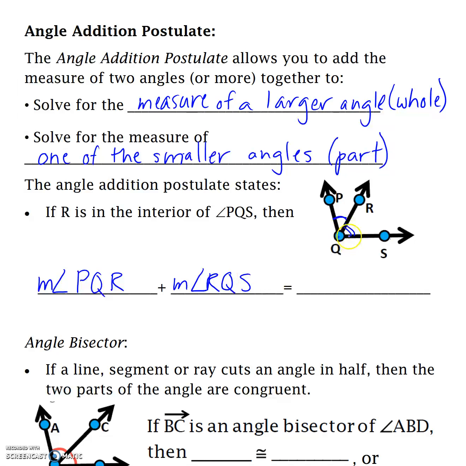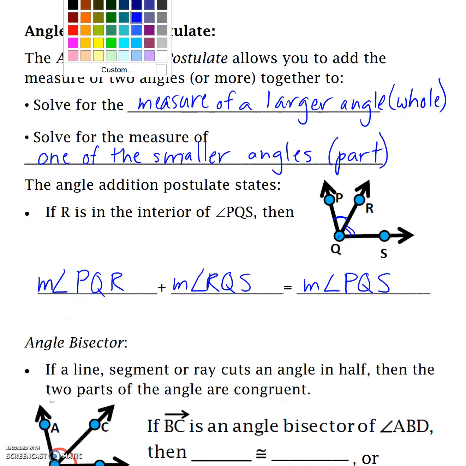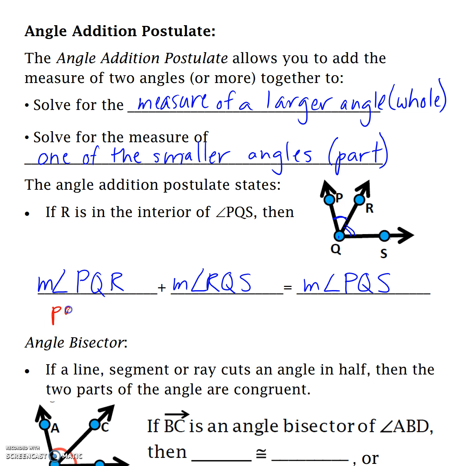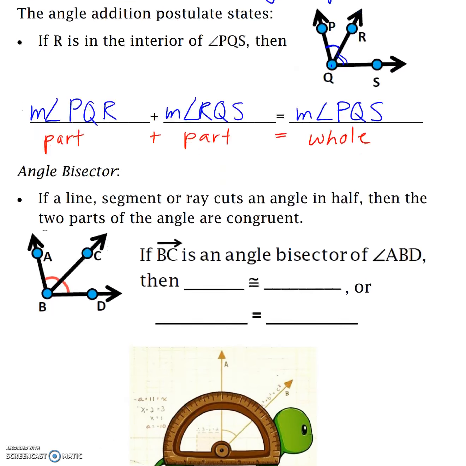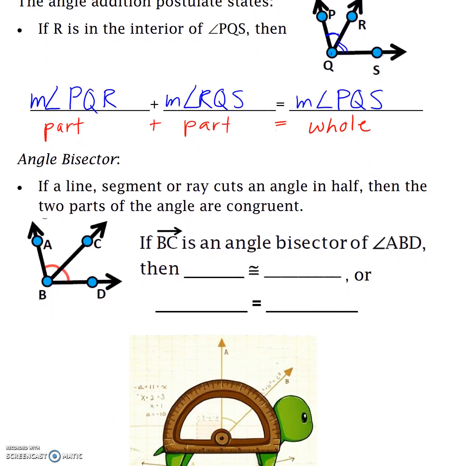I'm going to put two arcs because we don't know that they're the same necessarily. So add those together and you get the measure of angle PQS. And again, just like before, that's telling us that one part of this bigger angle plus the other part equals the whole. Okay, part plus part equals whole.